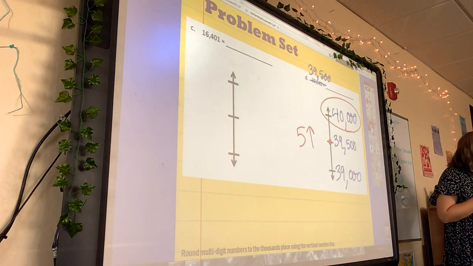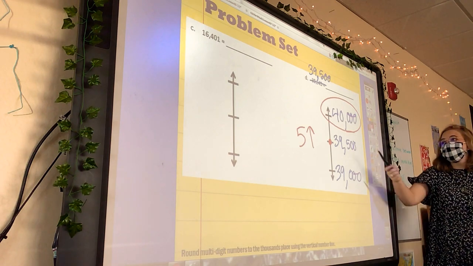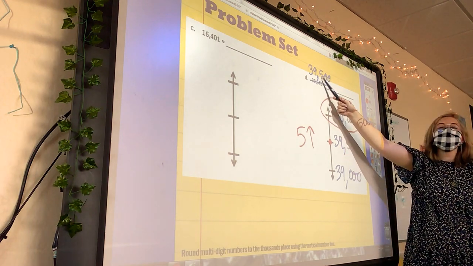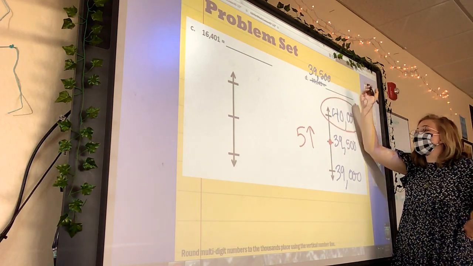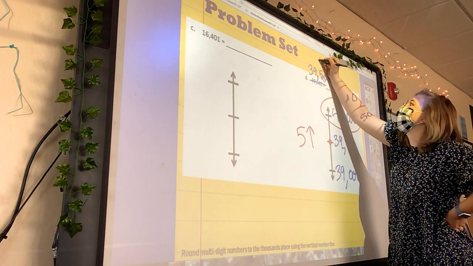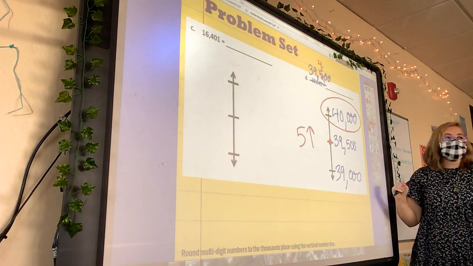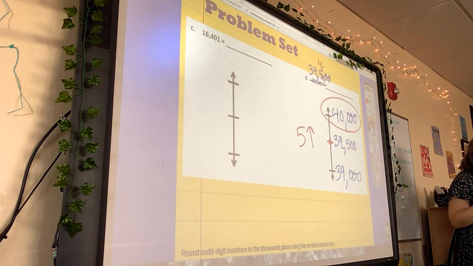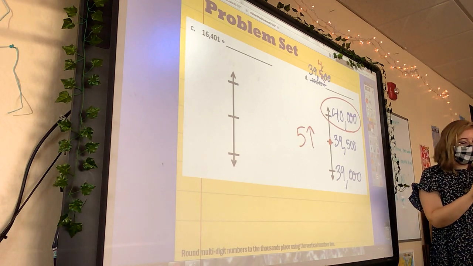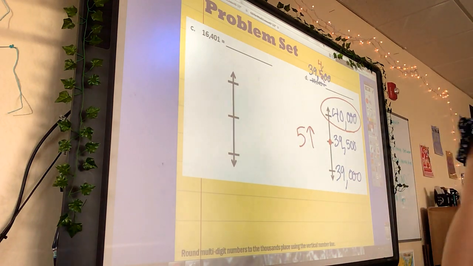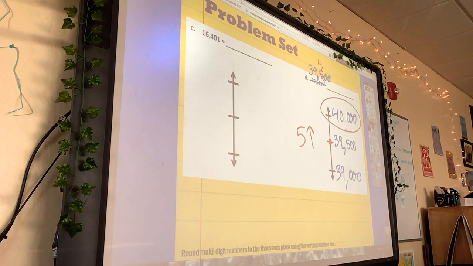But the rule is when it's 5 or above, where do we go? Up or down? Up, okay? So I would still round up to 40,000. Does that make sense? Yeah. Okay, so if the next digit over is 5 or above, we go up, okay? If this was a 400, would I go up or down? Down, okay? Any questions? No. Okay, I want to give you about 3 minutes to finish the problem set, and then I'll give you your homework, okay? And this is a silent activity, so be at a volume 0.